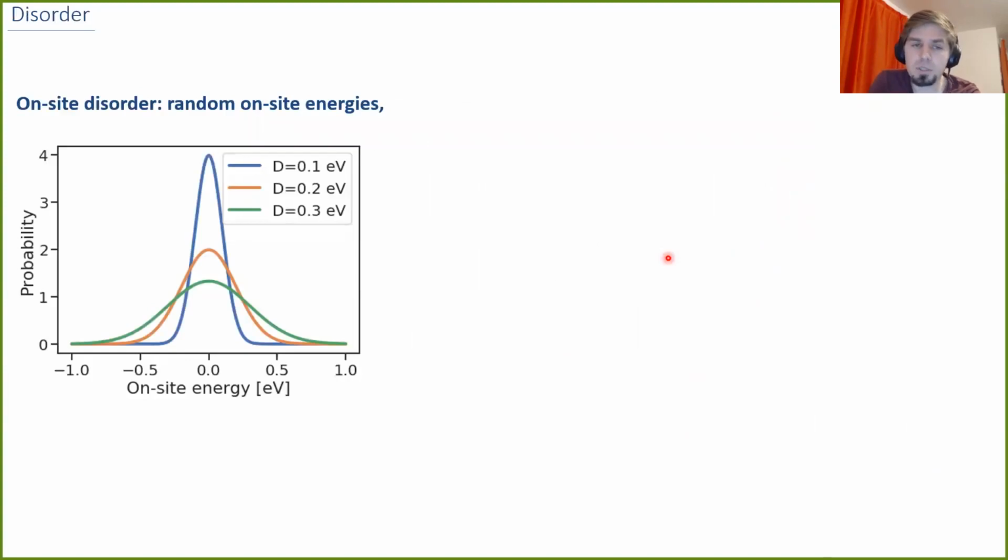Now we have two types of disorder. One is random on-site energies. So this is on-site disorder, which simulates something like an alloy disorder or even maybe phonons. So it's a simple model, so it can mean a lot of things. And we do that. We just use a Gaussian distribution and choose randomly the on-site energies using some standard deviation, which is this parameter d.